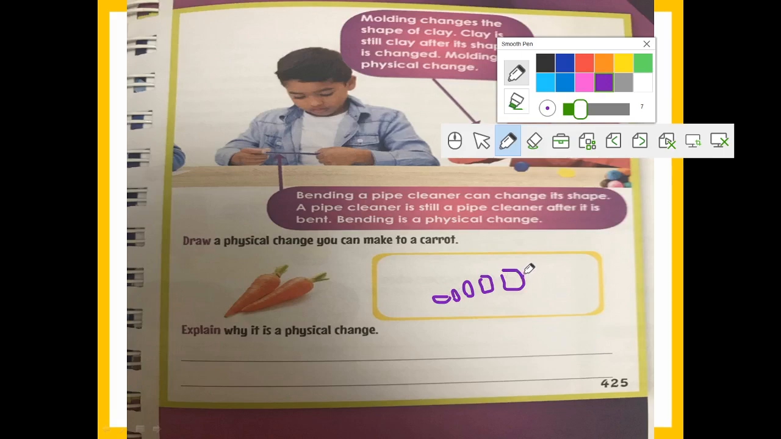Right? We changed the shape of the carrot, the sizes of the carrot. Maybe it should be like this. But the carrot is still carrot, right? So why is it a physical change? You can tell me why it's a physical change.